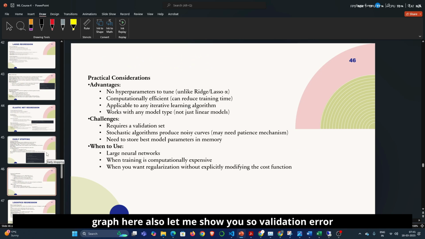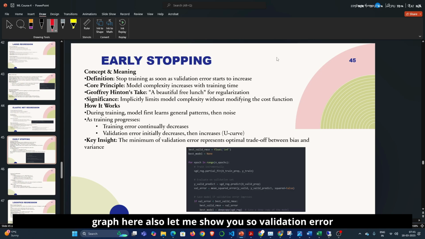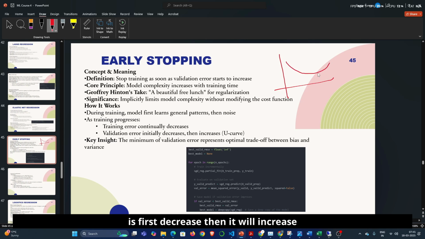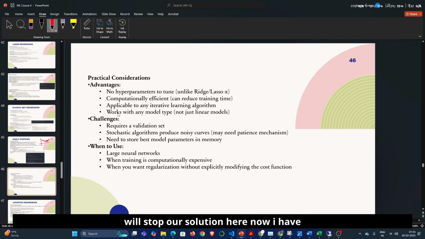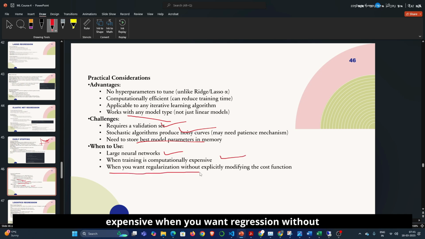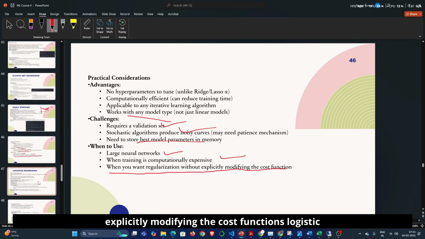I think I have made some graph here also. Let me show you. So validation error first decreases, then it will increase like this. So this will be our optimal solution, and we will stop our training here. No hyperparameter to tune, unlike Ridge or Lasso. It is computationally efficient, can reduce training time, is applicable to any iterative learning algorithm, and works with any model type. It requires a validation set, stochastic algorithms produce noisy curves, and you need to store the best model parameters in memory. Use it for large neural networks, where training is computationally expensive, or when you want regularization without explicitly modifying the cost function.